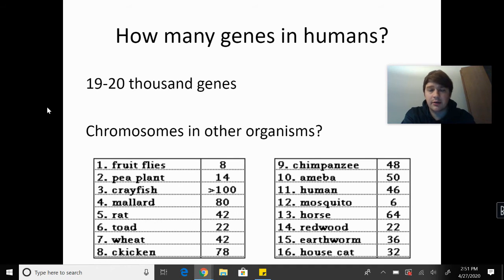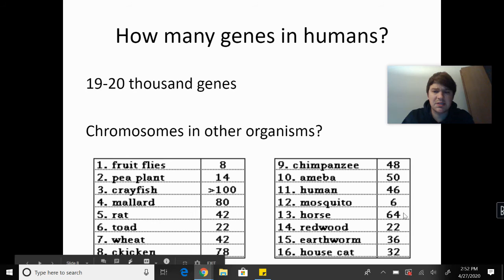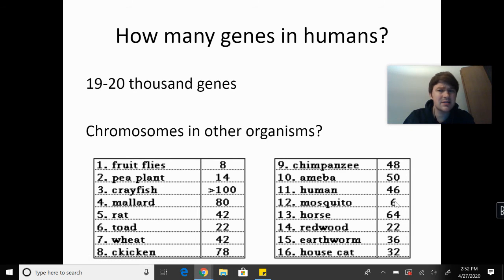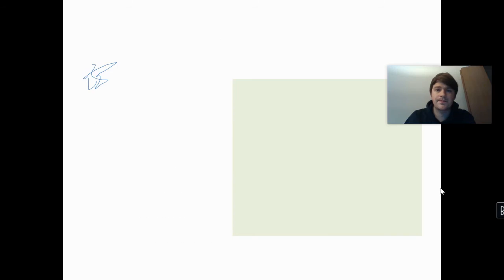Just for fun to kind of look at it, what is the case in other organisms? If you take a look, I would think humans are pretty complex. We have 46 chromosomes. Crayfish have over 100. Where does that come from? I don't know. It's pretty intense. Then you look at something like a mosquito, it only has like 6 chromosomes, and I'm kind of telling myself, like, what's going on there? Mosquitoes are pretty lame animals, so it makes sense that they'd only have 6 chromosomes, I guess.